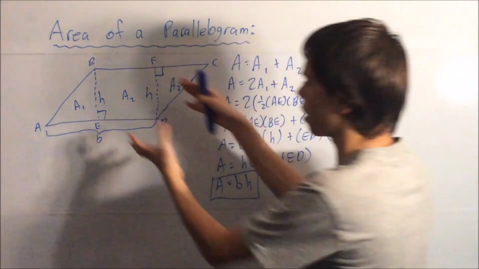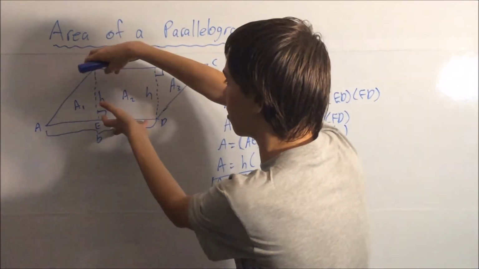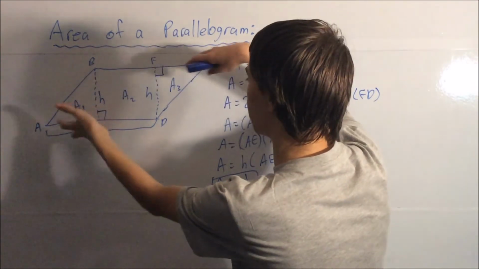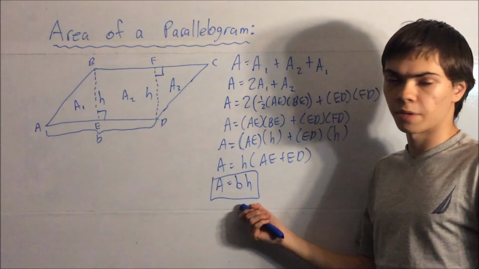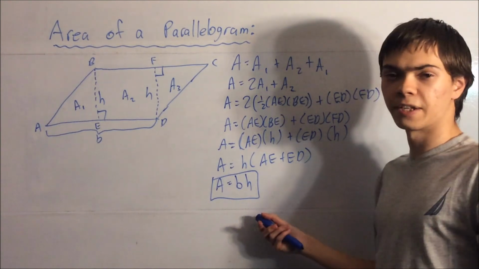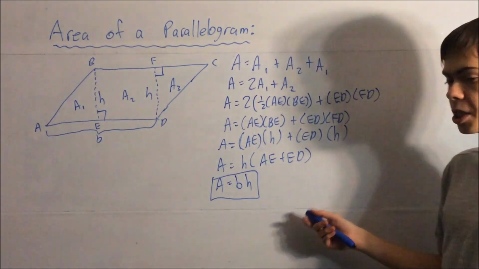Or you can think of the parallelogram as just a rectangle where it's kind of bent, like tilted slightly, right? That's basically what that is. The area of a parallelogram is the same as that of a rectangle. Area of a parallelogram is just base times height.